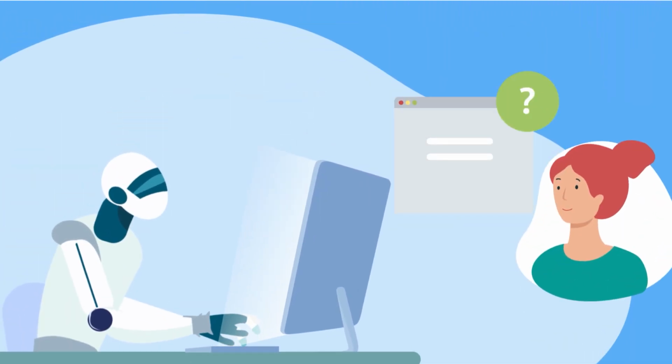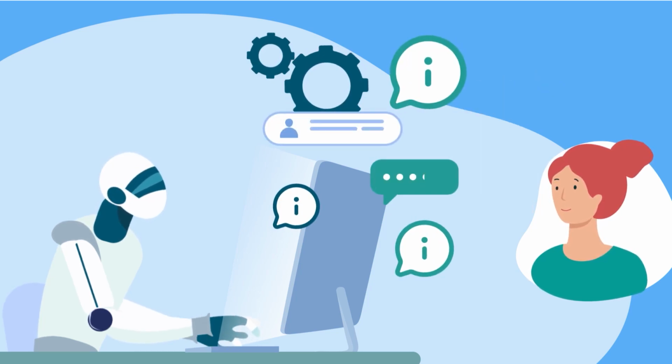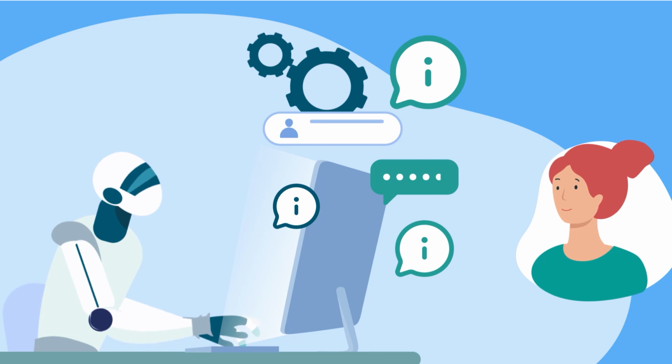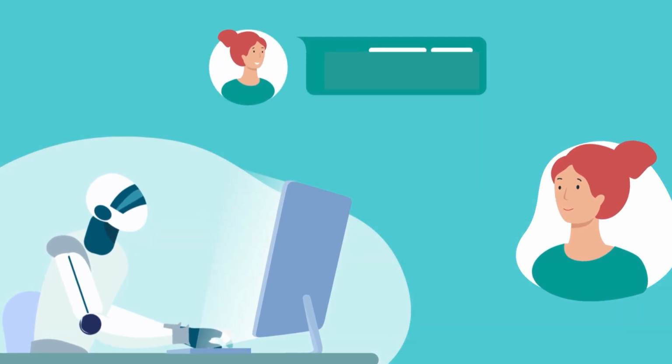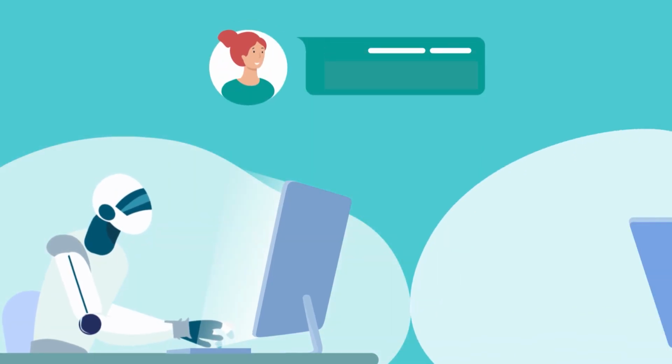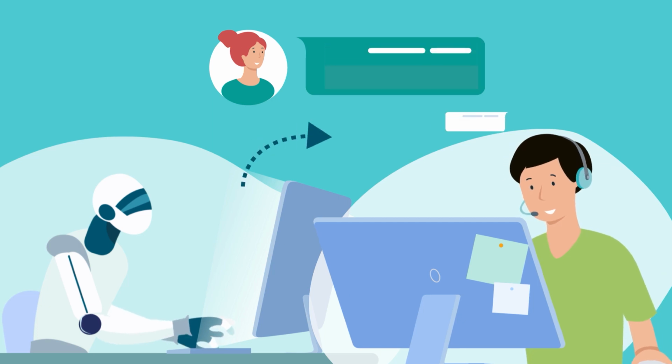For instance, if Anna wants to start a new internet connection, the bot can collect the necessary information from Anna to initiate her request. And in some cases, if the bot cannot resolve a complex issue or Anna requests to speak with a human agent, it can transfer the conversation to a service representative.